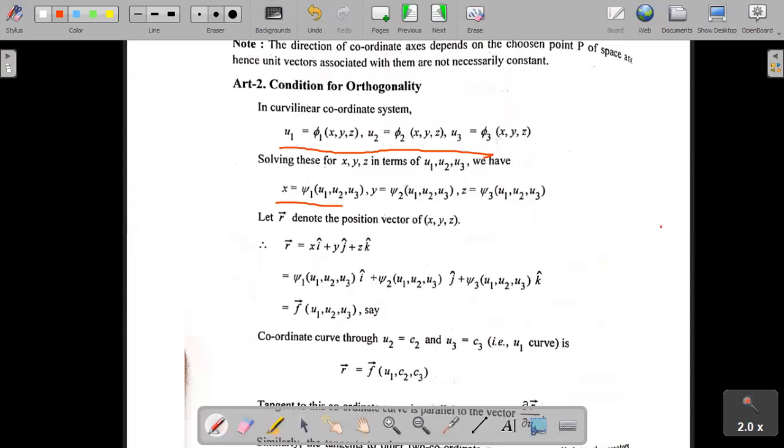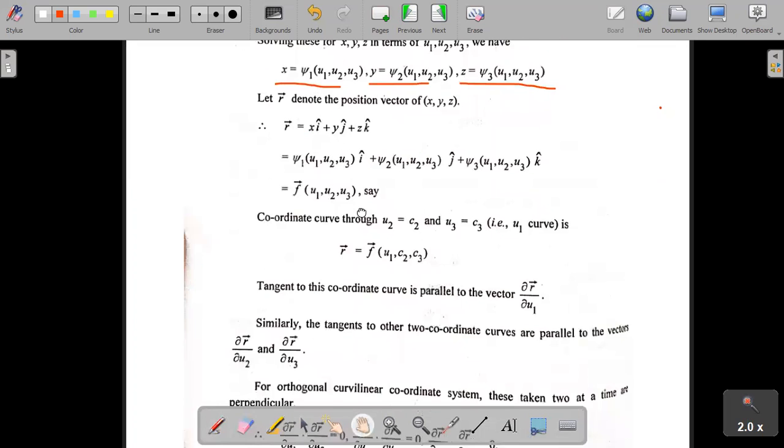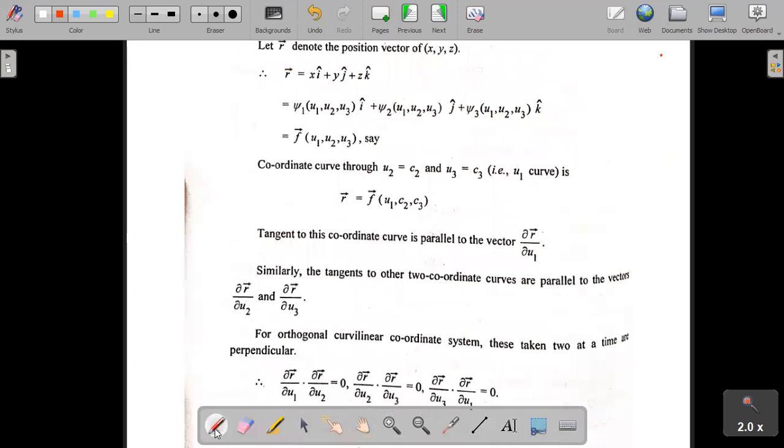Similarly, we can have x as some function of U1, U2, U3, y is some function of U1, U2, U3, and z is some function of U1, U2, U3. And using this, we had tried to look at the tangent. So tangent in the direction of U1 is nothing but the rate of change of this r with respect to U1. Similarly, tangent with respect to U2, tangent with respect to U3.